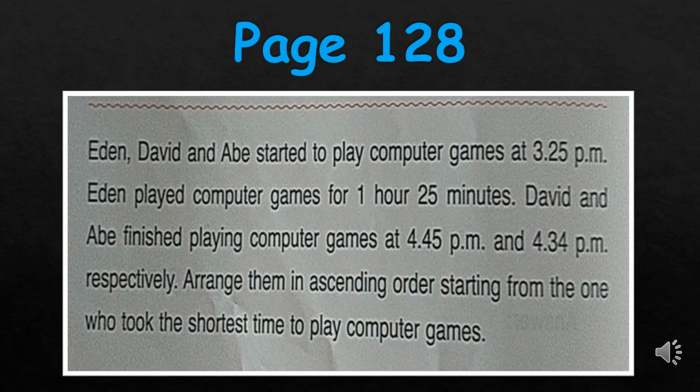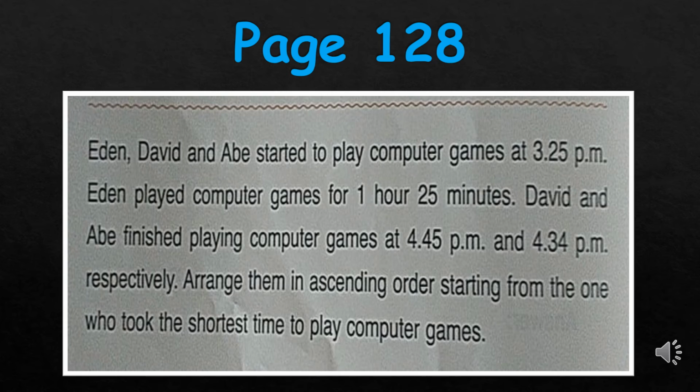Okay, now something about your favorite thing to do, especially the boys. Computer games. Okay, let's read the next one. Eden, David, and Abe started to play computer games at 3:25 p.m. Eden played games for 1 hour and 25 minutes. David and Abe finished playing computer games at 4:45 p.m. and 4:34 p.m.